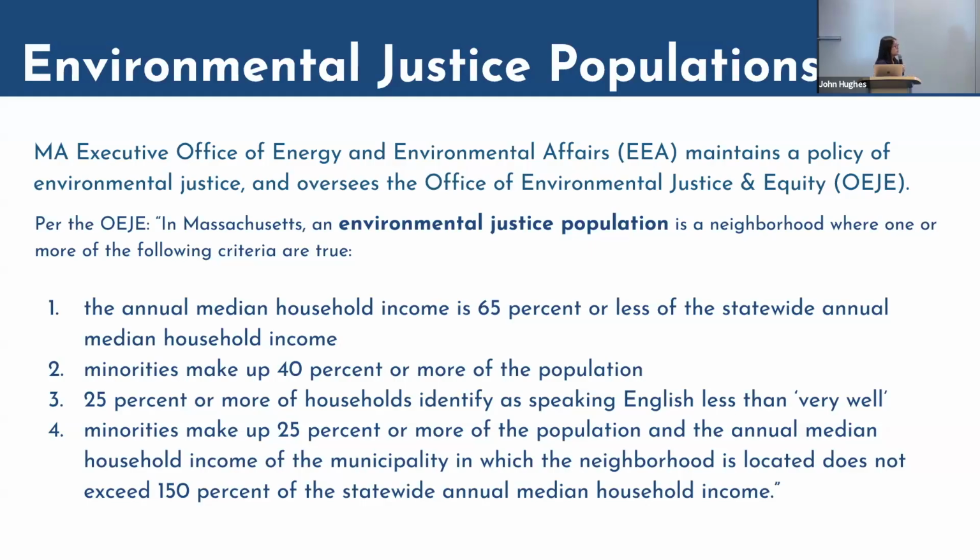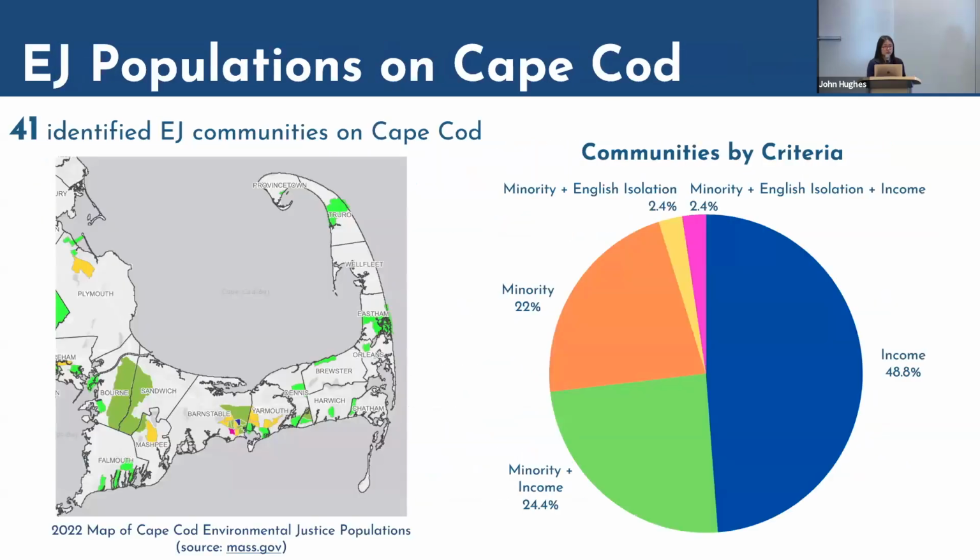And so the four criteria that they use to identify these populations are: one, if the annual median household income is 65% or less than the state annual median household income; two, if minorities make up 40% or more of the population; three, if 25% or more of the households identify as speaking English less than very well; and then four is a combination of a few of those identity factors. And so the state in 2022 identified 41 environmental justice populations on Cape Cod. There are 54 on Cape Cod, including the Cape and the islands.